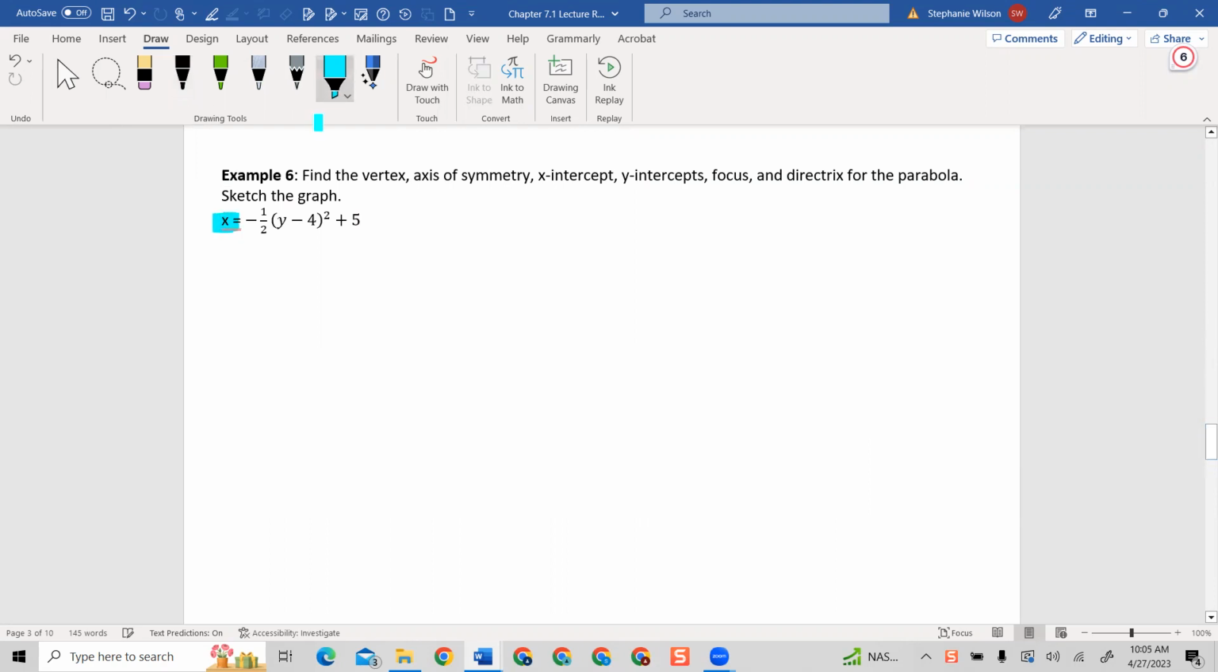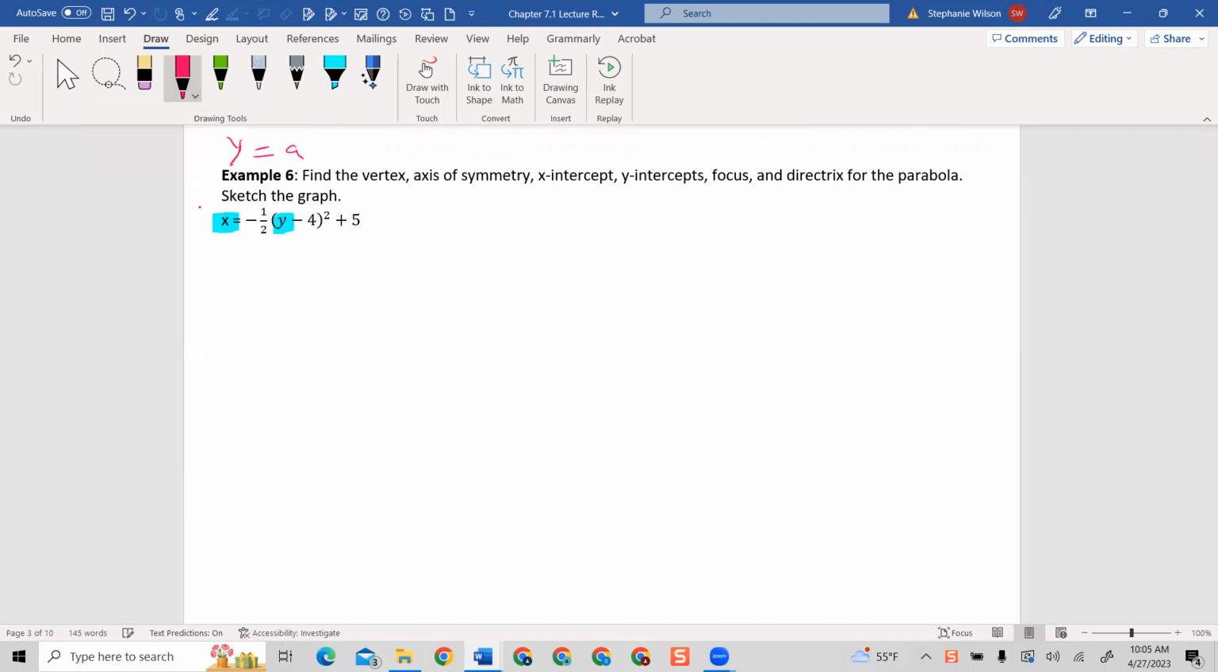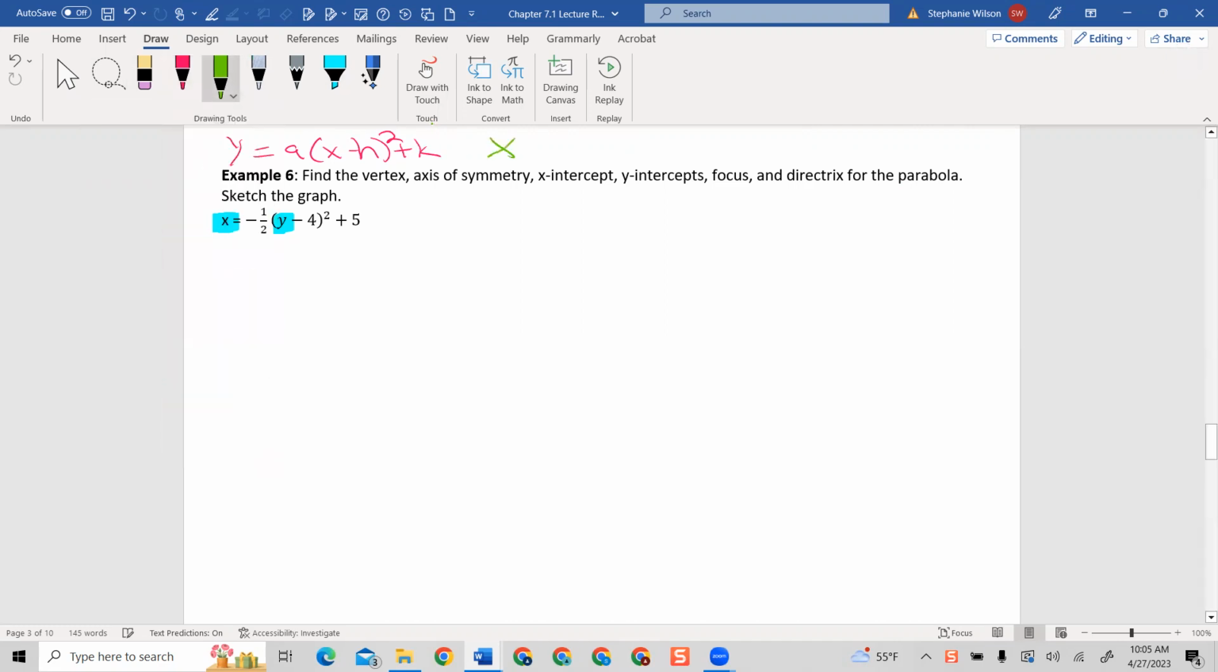This function is equal to x, and we have y here. What happened? They flipped the x and y. The x and y has flipped. It's no longer y equals a times x minus h squared plus k. So what we're going to have to do now is recognize that it's x equals a times y minus k squared plus h. So if the x and y switches, so does the k and h.